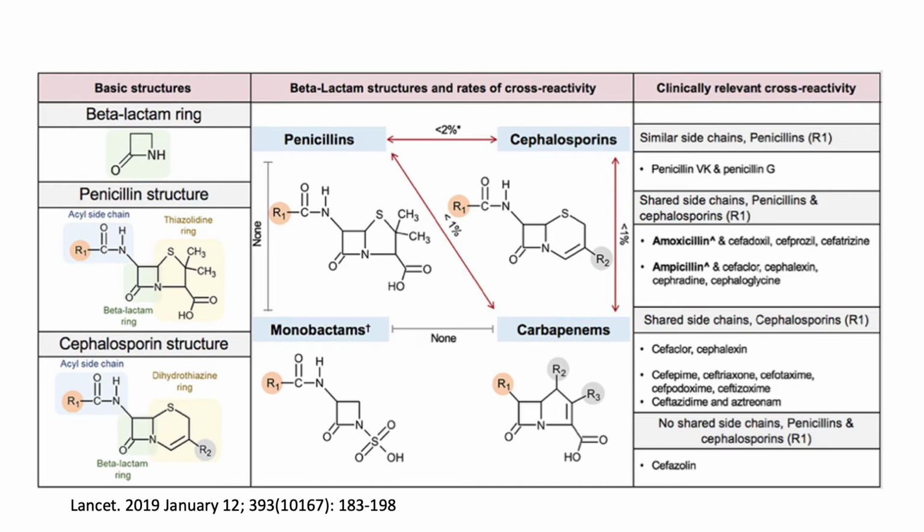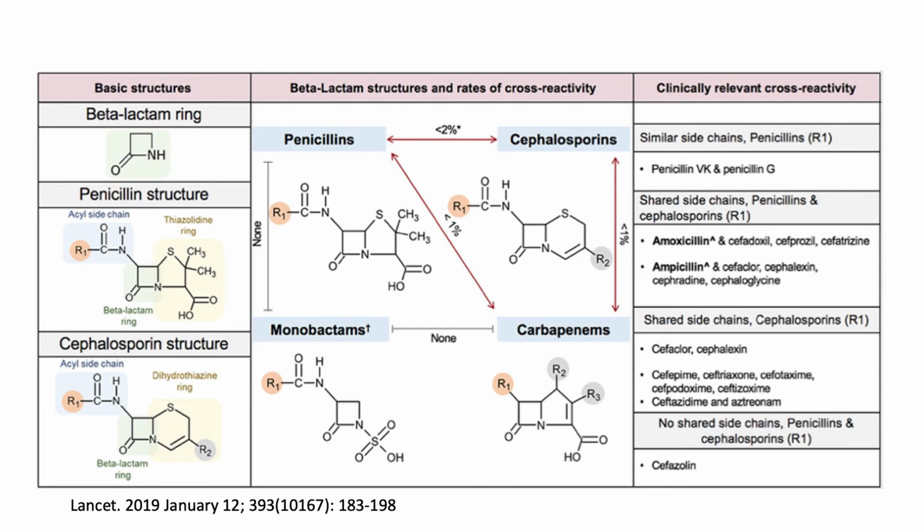So penicillin to cephalosporin or back, 2%. Cephalosporin or penicillin to carbapenem or back is less than 1%. And monobactam, aztreonam, is technically a bit in here because it is a monobactam. There's no cross-reactivity. And then what's really helpful is this third column right here that is really assessing the side chains and their similarity, and so the likelihood of having cross-reactivity.